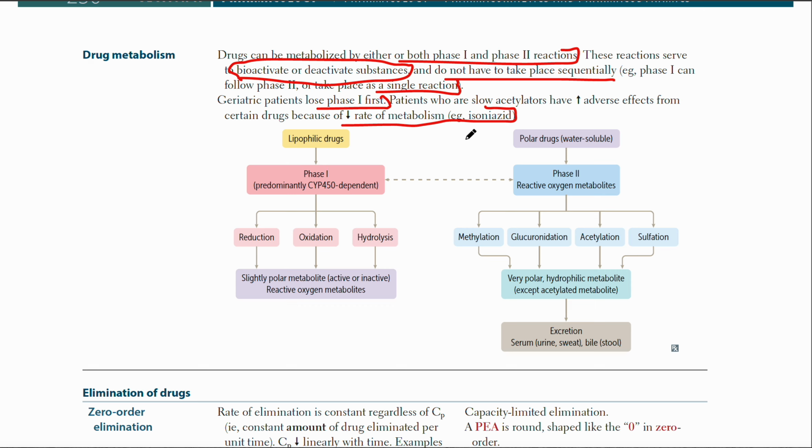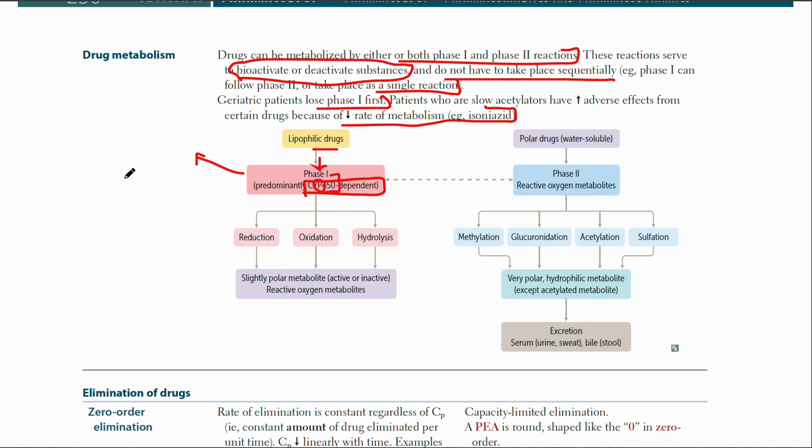There are two types of drugs. We all know lipophilic drugs and water-soluble drugs or polar drugs, right? So these lipophilic drugs go through phase 1 reactions at first, predominantly CYP 450 dependent. What is CYP? It is cytochrome, right? CY is cytochrome and P is pigment, and 450 is the wavelength of light, 450 nanometer, where the pigment has maximum absorption of that light. That is CYP 450.